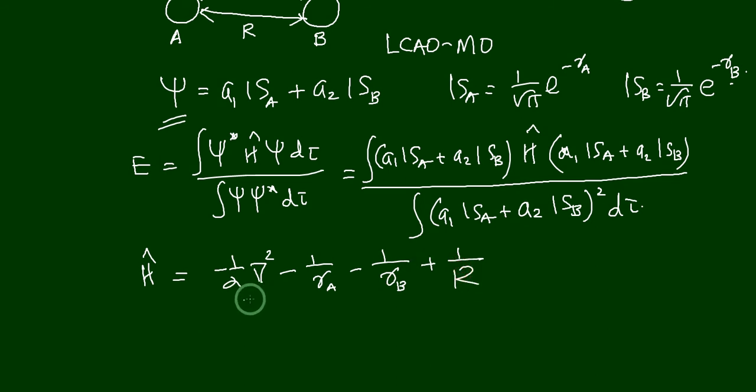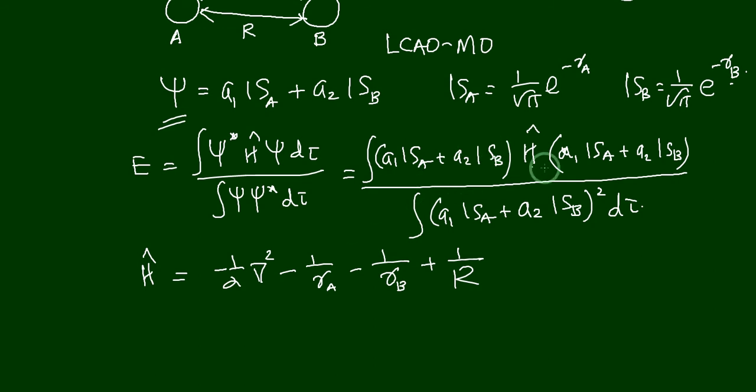The first term is the kinetic energy operator for the electron, the only electron present in the system. The second represents the attractive potential energy between the electron and nucleus A. The third represents the attractive potential energy between nucleus B and the electron. And the fourth represents the repulsive interaction between the nucleus and nucleus, the nuclear repulsion. So this is how the Hamiltonian is constructed.